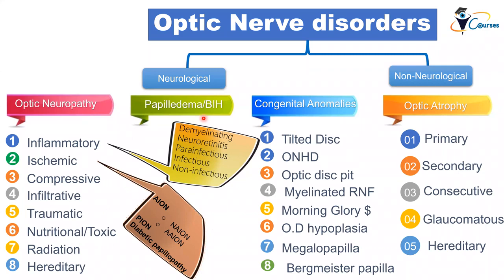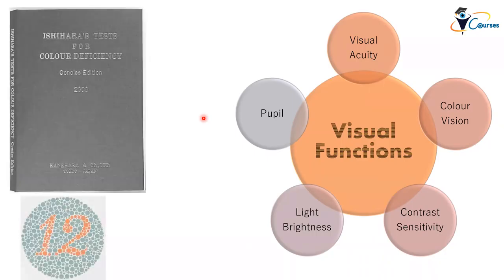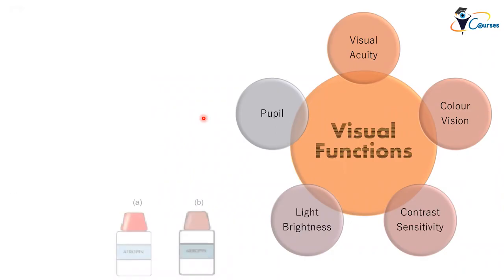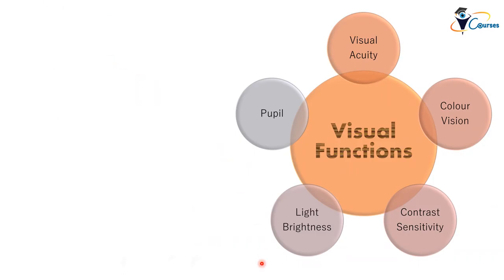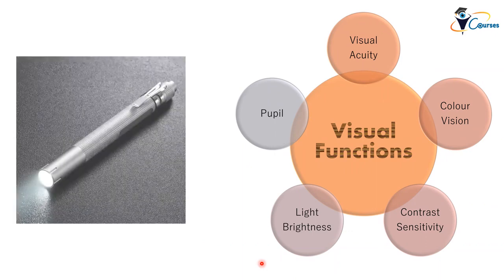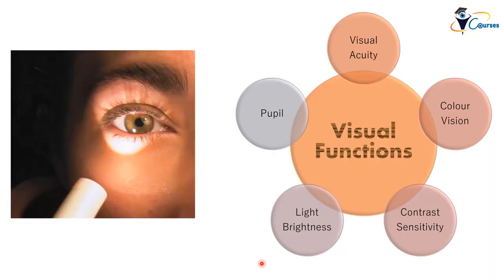So what are the optic nerve functions that are going to be impaired? The optic nerve functions, or the visual functions, consist of visual acuity, the color vision, which can be measured by Ishihara plates, or the red bottle of mydriatic eye drops. Contrast sensitivity, which can be measured by different contrast sensitivity charts, such as the Pelli-Robson contrast sensitivity chart. The light brightness, which can be measured by a pen light, and pupillary light reflex, which is also measured by the pen light. So why is it important to know this?